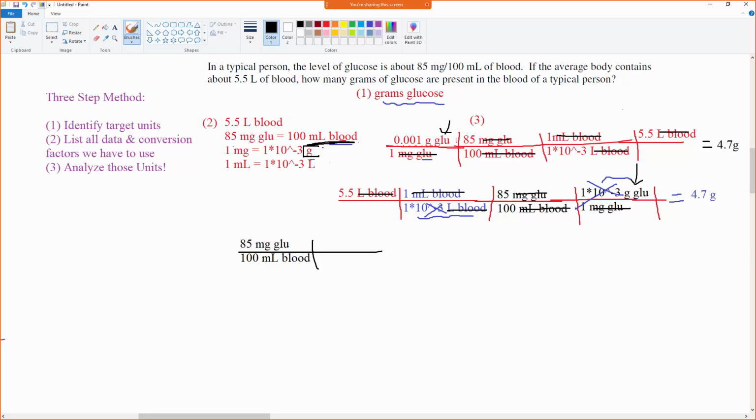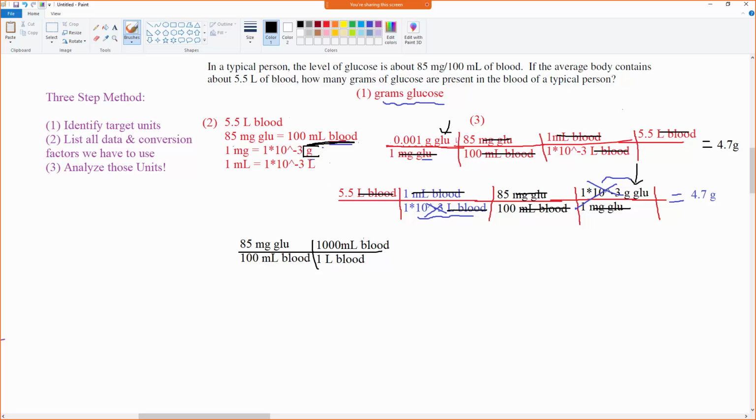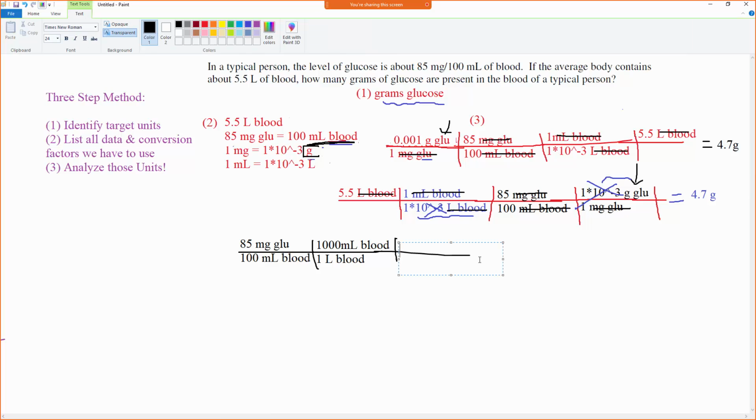Well, I need to get rid of my blood. So then he did the conversion between milliliters and liters there, right? Actually, in this case, he did 1,000 milliliters is the same as 1 liter blood. Excellent. So this is totally valid. It worked perfectly for him and I would recommend it. And then he did the glucose conversion, right? Where he said, okay, well, I've got, for instance, 1 times 10 raised to the negative 3 grams glucose for every 1 milligram of glucose.